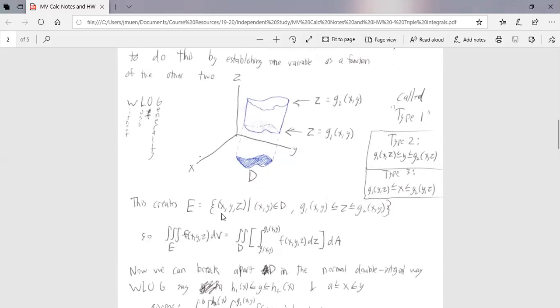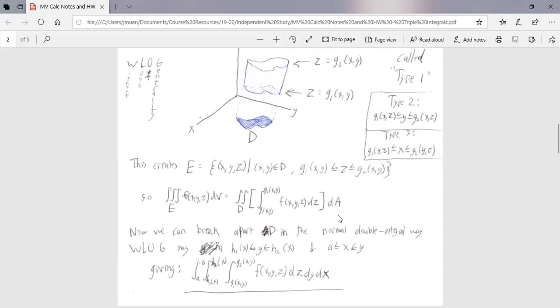So anyway, what this creates is a region E of all ordered pairs x, y in some region on the xy plane D, and z is between these two functions. And this generates the double integral over my region D, with the inside evaluation from g sub 1 of xy to g sub 2 of xy of my actual function dz. So essentially, I'm doing an iterated integral, but I'm figuring out what z is first, and then once I've done that, it's just a double integral.